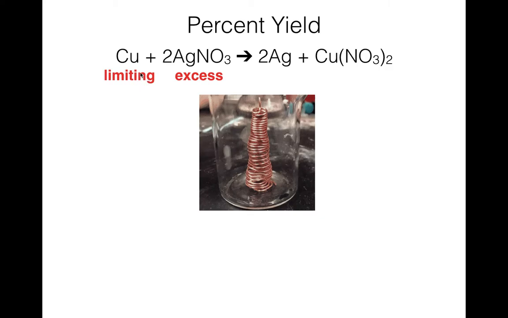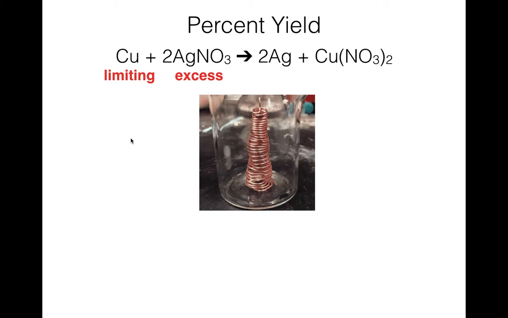So what that means is that the amount of silver we can produce is going to be limited by the amount of copper we start with. The silver nitrate has nothing to do with it because I've told you we have more than we'll need. But the copper, we can figure out how much silver we can make based on the amount of copper we start with, using stoichiometry.